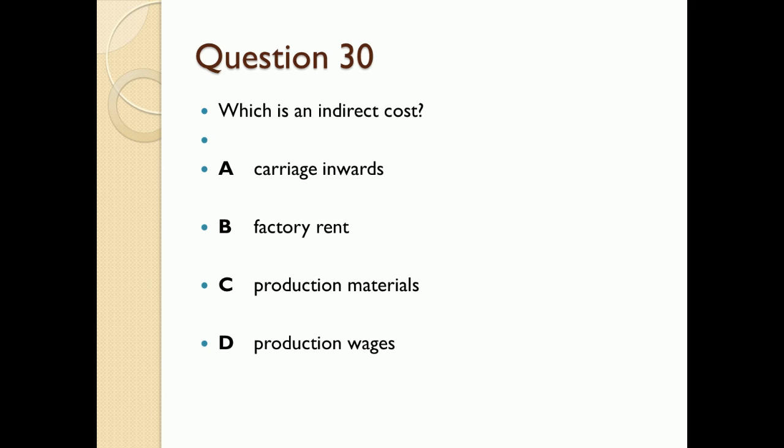So the last thing over here is option B, that is factory rent. Factory rent cannot be traced easily and economically in the product cost, that's why it is known as indirect cost. So here is your answer.